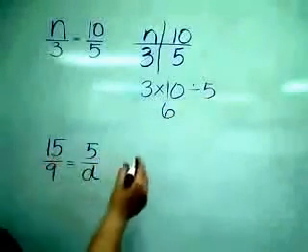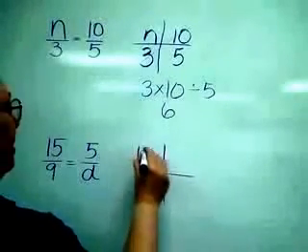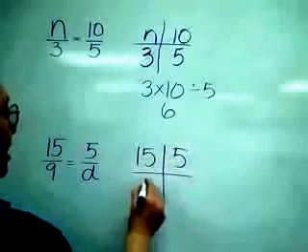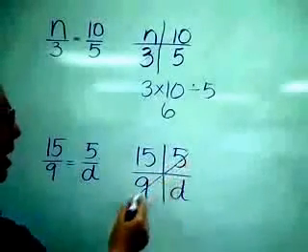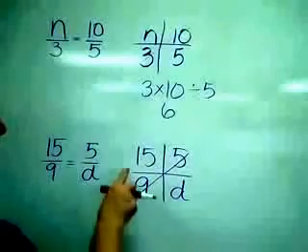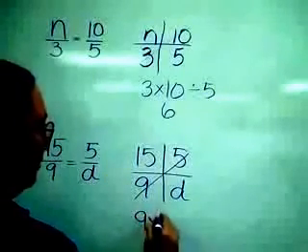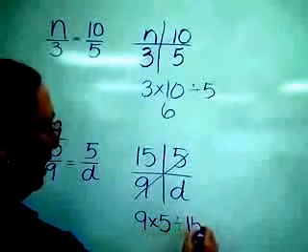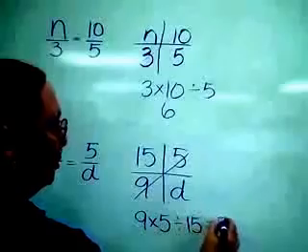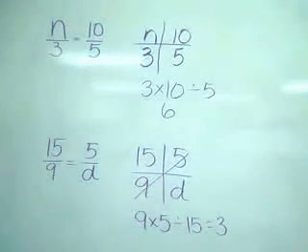Okay. Likewise down here, I'm going to set it up into my grid. So I've got 15, 5, 9, and D. I'm going to cross multiply. I multiply the 9 times 5, and I divide by the 15. So 9 times 5 is 45, divided by the 15 is equal to 3. So 3 is the number that I'm looking for.